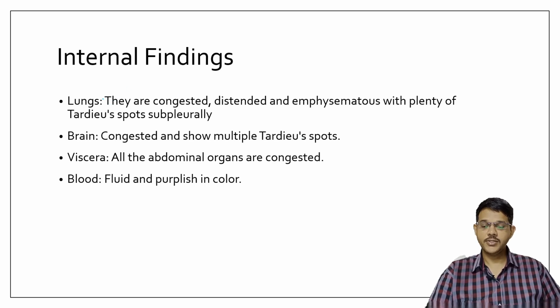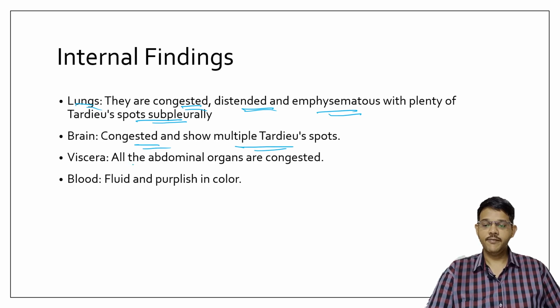Dissection of other organs. The lungs are usually congested, distended, and emphysematous, with plenty of Tardieu spots subpleurally. The brain is also congested, which may also show multiple pinpoint hemorrhages, that is Tardieu spots. The viscera may show that the abdominal organs are all congested, that is the liver, spleen and kidneys. Blood will be fluid and purplish in color. These are the internal findings.